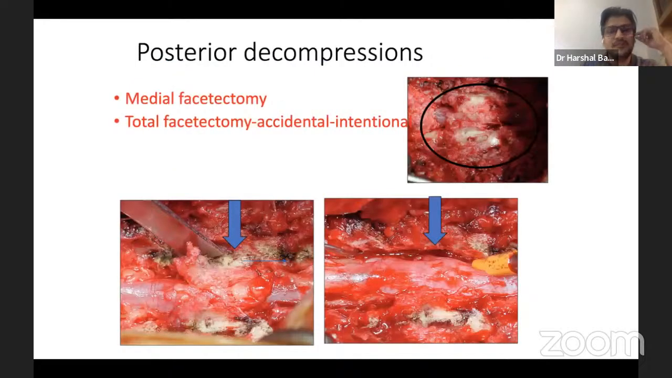Posterior decompression, medial facetectomy. If you see the first image on the right side, upper column, you can see two kissing facets very close to each other, and you cannot adequately decompress by just doing a midline decompression. You have to go for a nice lateral release.